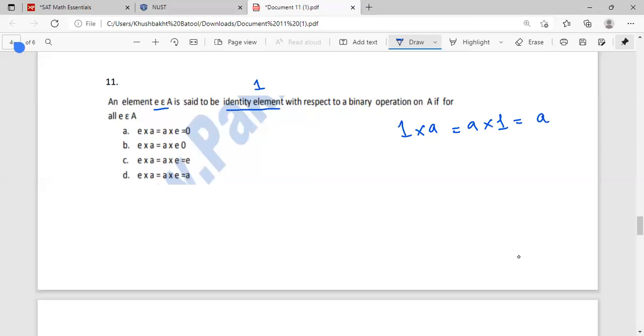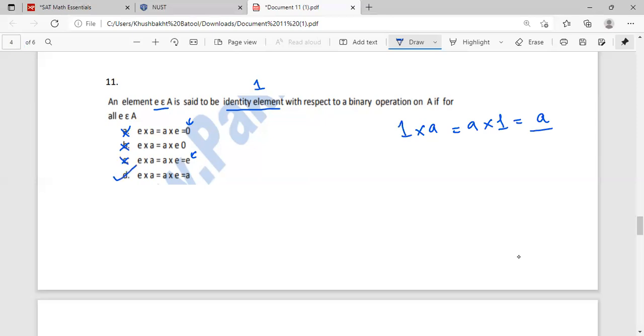Okay, so what is this? This is E into A. Okay, this is not 0. This is not 0 because this is not the inverse of A. This is the identity element. So this is wrong. Again, this is wrong, right? Here they have written the identity element. However, we are getting A here. So this cannot be the option.